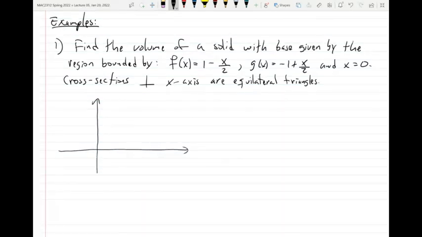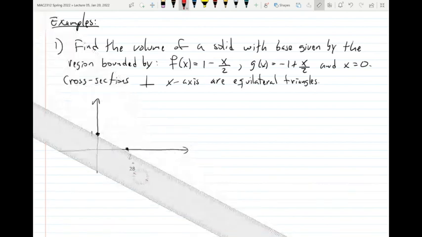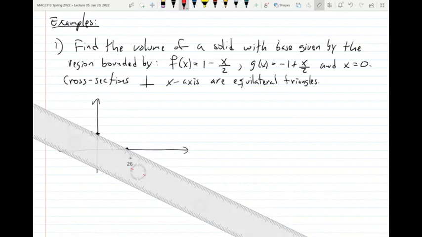All right, so let's see. F and G, they are both lines. The first one has slope -1/2 and y-intercept 1, right? So it goes through 1. Let's say 1 is here. And then the slope is -1/2, so it's going down. And we know that 2 is the x-intercept, right? If you put x equal 2, you're going to get y equals 0. So that's 1, let's say this is 2. So this is one point, this is another point, and we have our line.